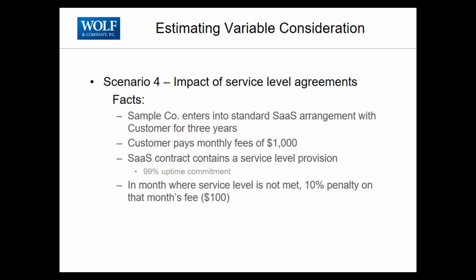Okay. So scenario 4 deals with service level agreements, and I think these are fairly common. So in this case, you've got a 3-year SaaS. The customer pays a monthly fee of $1,000. If you don't meet the uptime commitment, there's a penalty, 10% on that month's fee. So we've got 2 different scenarios here.